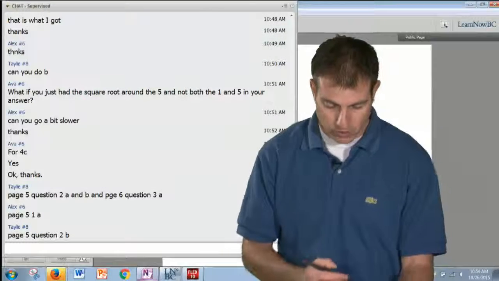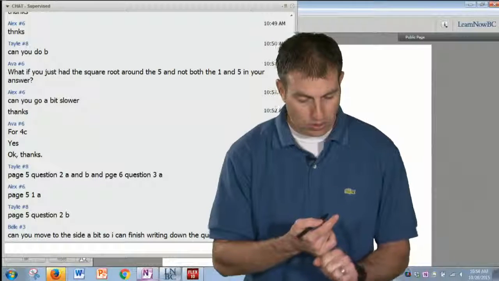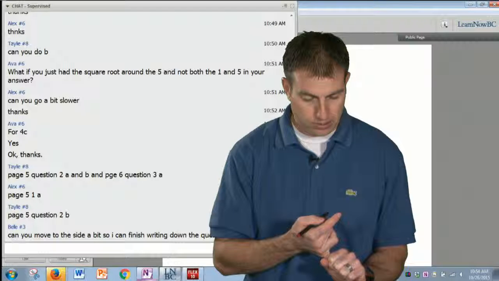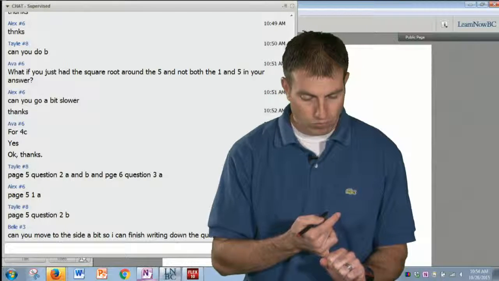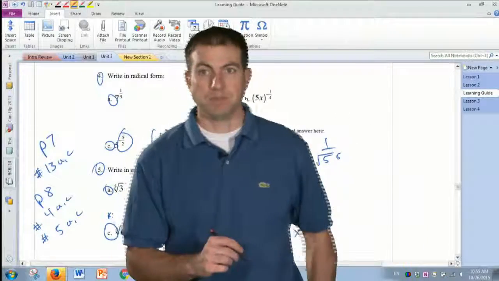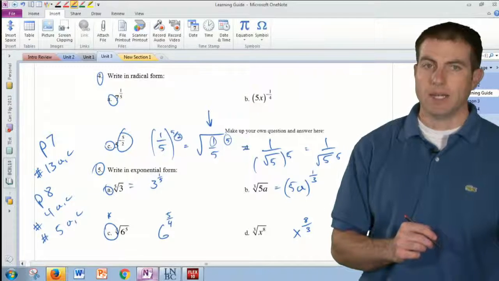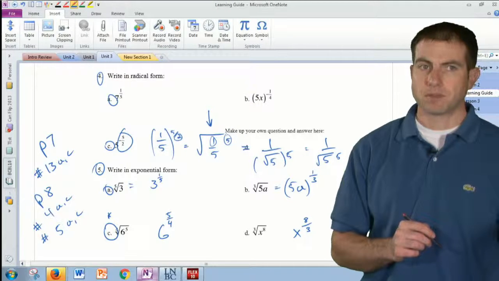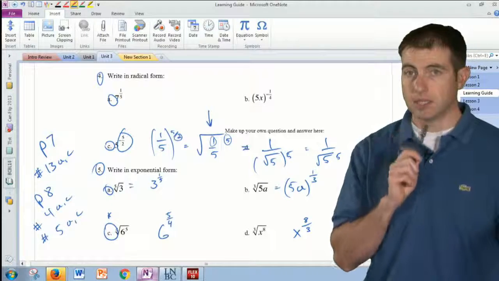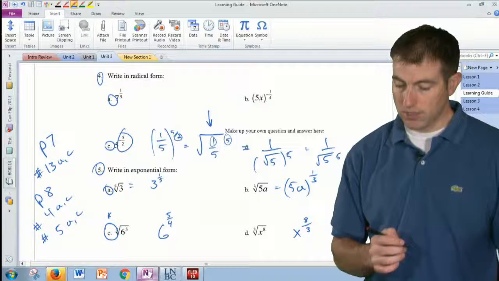All right, so a few questions in. Page 5, question 2, A and B, 6A, 5, 1A. Yes. Hopefully that's good, Bill. Yes. Okay, so I'll get to these in just a second. Give Belle a second. See if she can get some of that down.